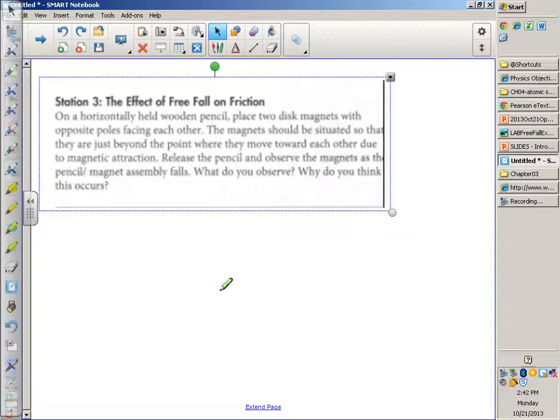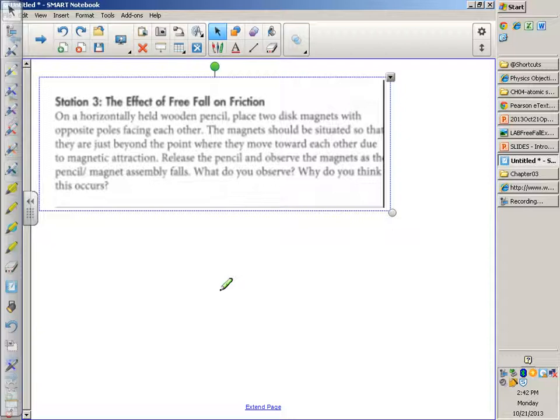Because once I let go of that book, what starts happening to it? It starts accelerating due to what? Gravity, right? Then, what starts happening to those magnets? The book starts accelerating due to gravity, right? So it starts falling. What do the magnets do then? They start falling too, right? What rate? Same rate, 9.81 meters per second squared.